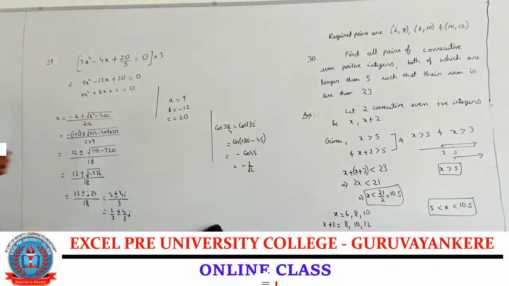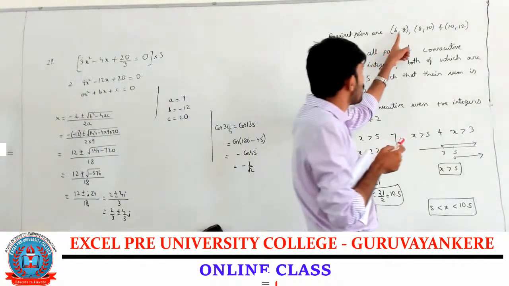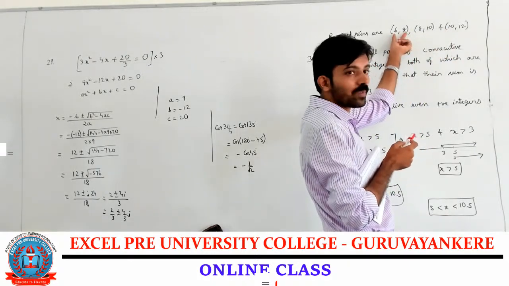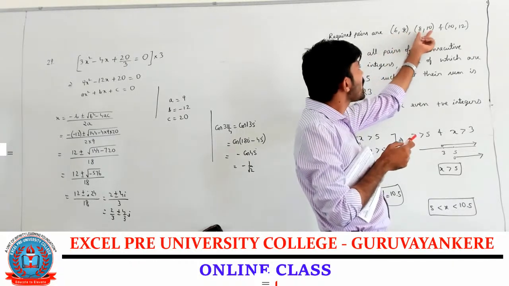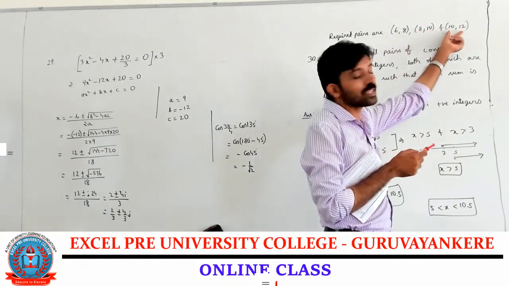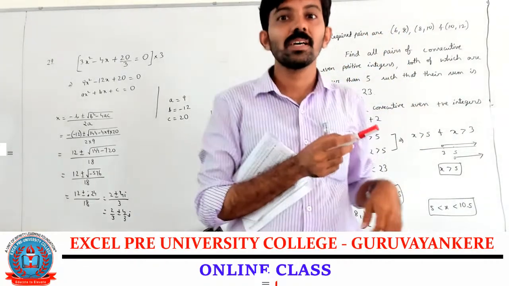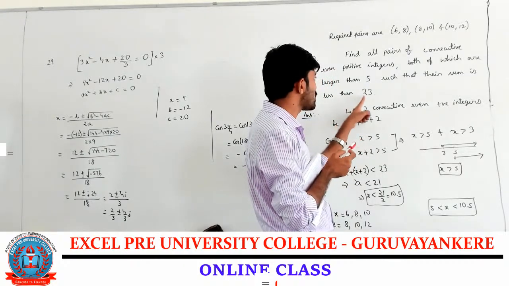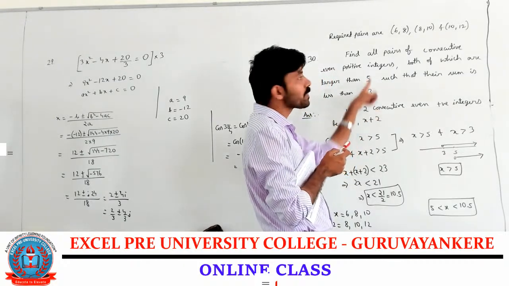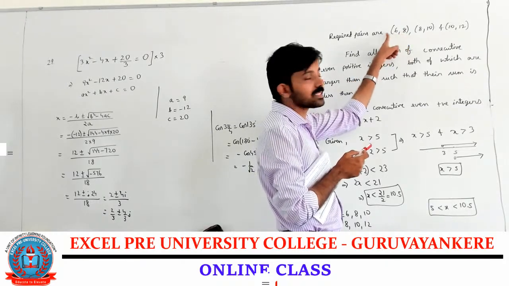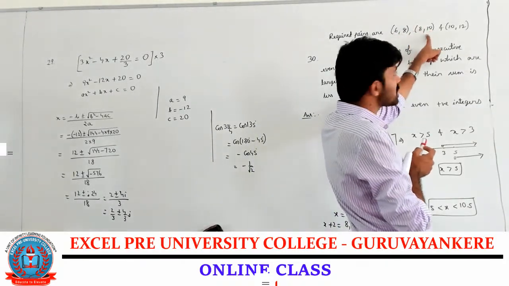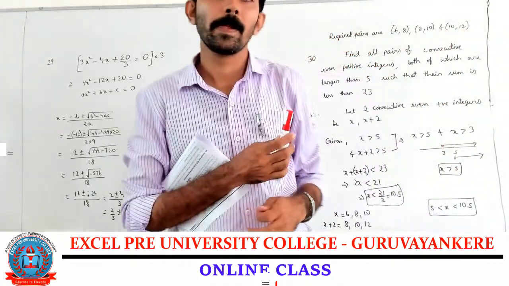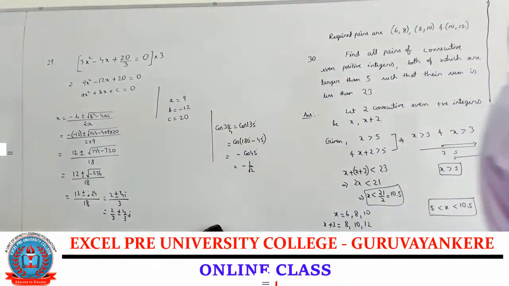Verify the conditions. Both are larger than 5. The sum is 6 plus 8 is 14, correct? 8 plus 10 is 18, 10 plus 12 is 22, correct? The sum of x and x plus 2 should be less than 23. 6 plus 8, 14, is less than 23. 8 plus 10, 18, is less than 23. 10 plus 12 is 22, less than 23. All the conditions are satisfied.